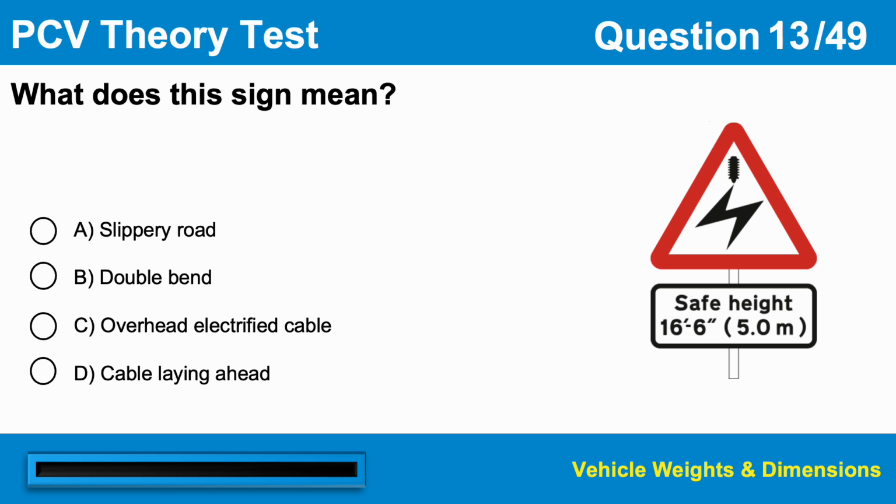Question 13. What does this sign mean? A. Slippery road. B. Double bend. C. Overhead electrified cable. D. Cable laying ahead.